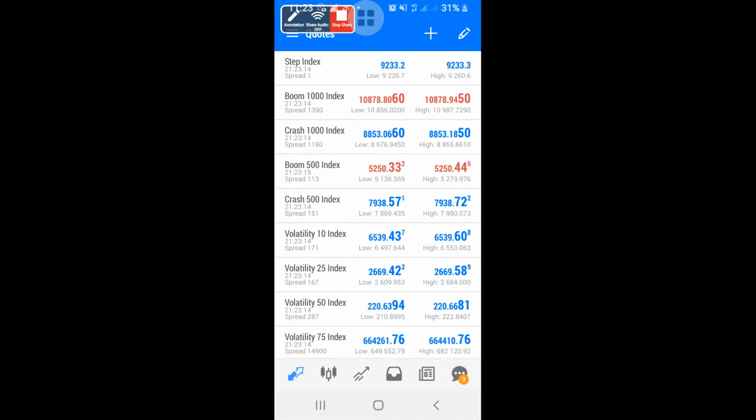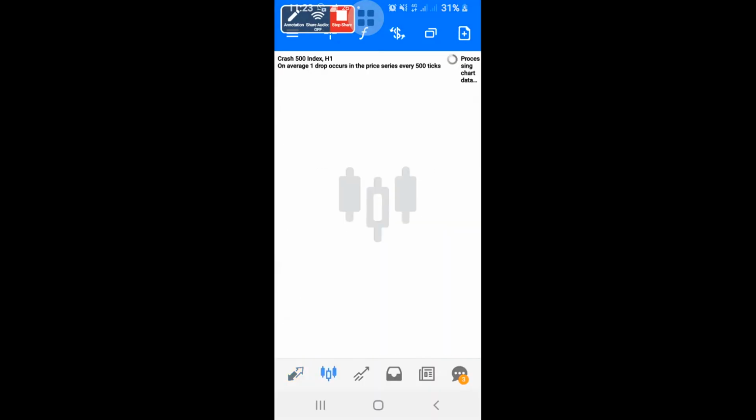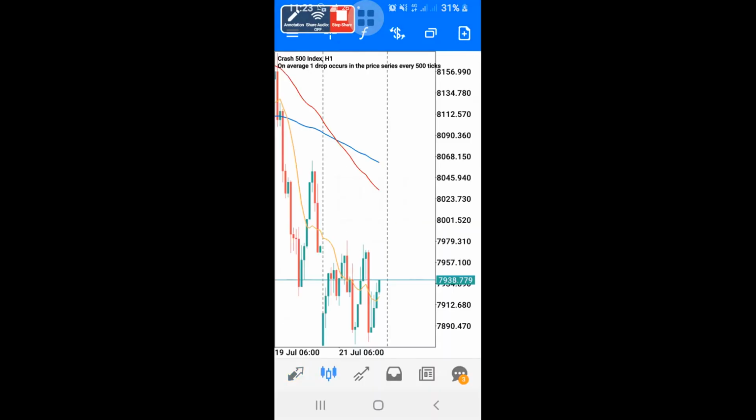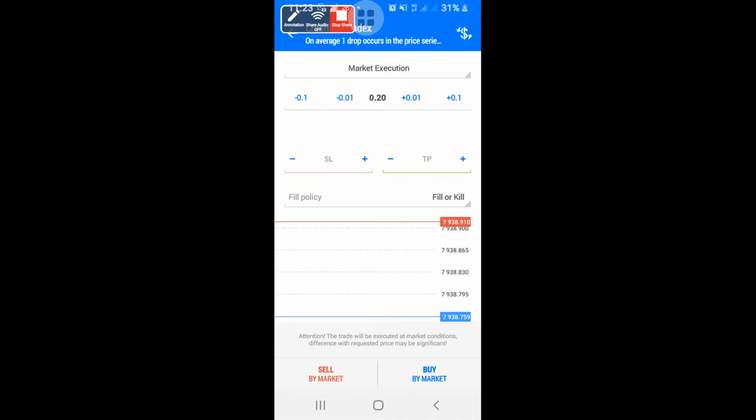Okay, please place a sell order on Crash 500 index and modify your stop loss. Okay, that's awesome. All right. A sell order and modify your stop loss.